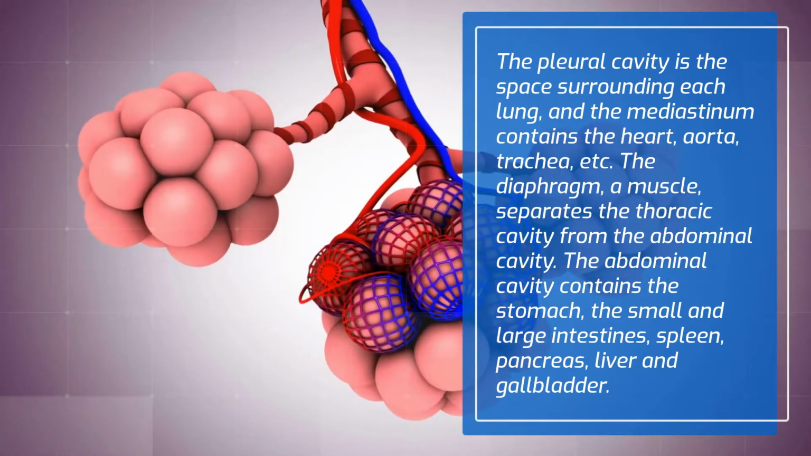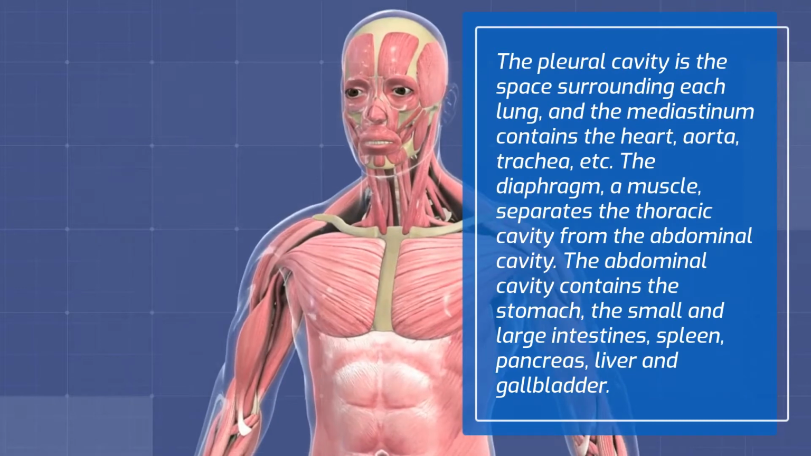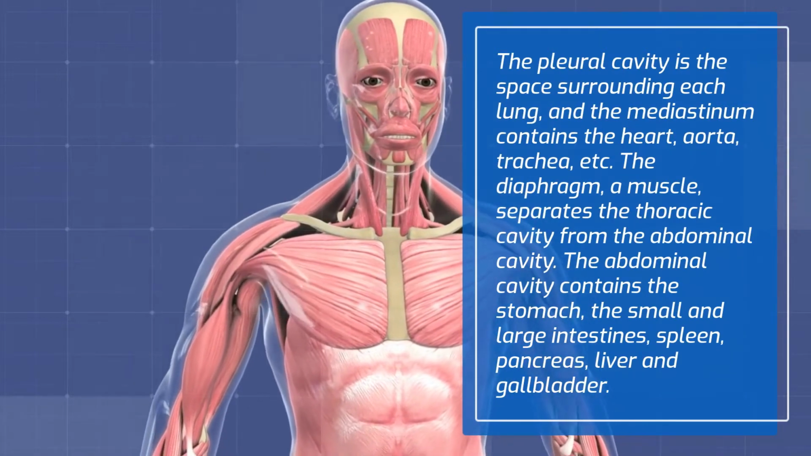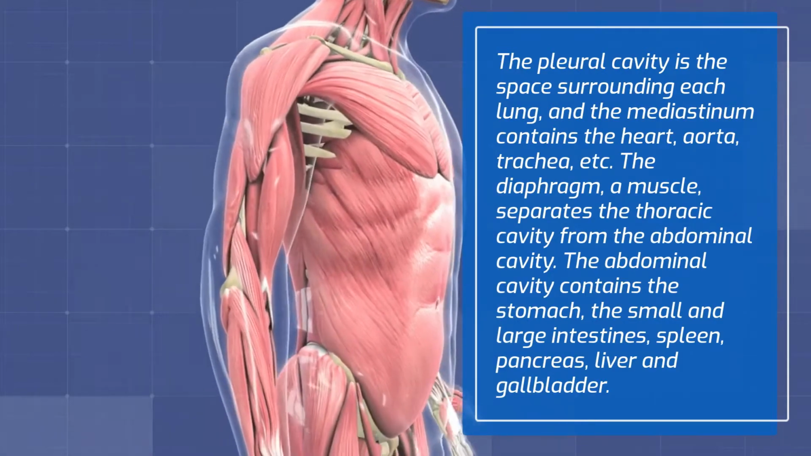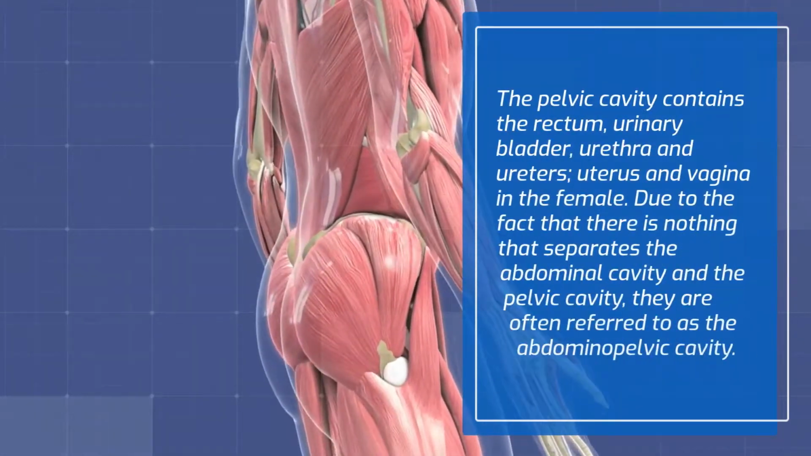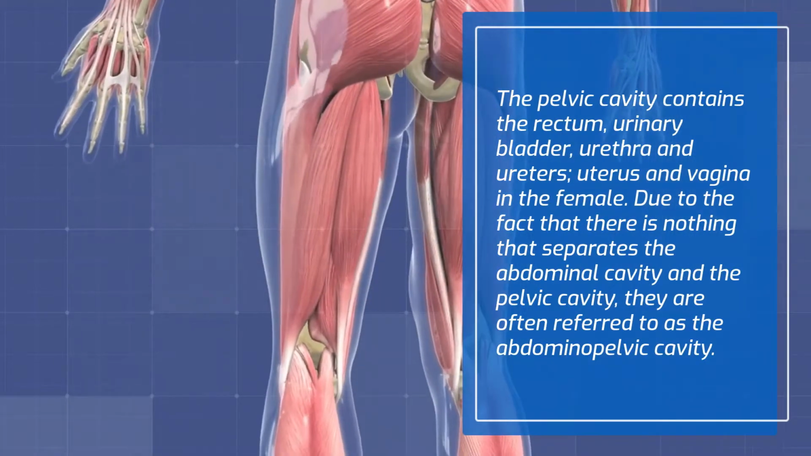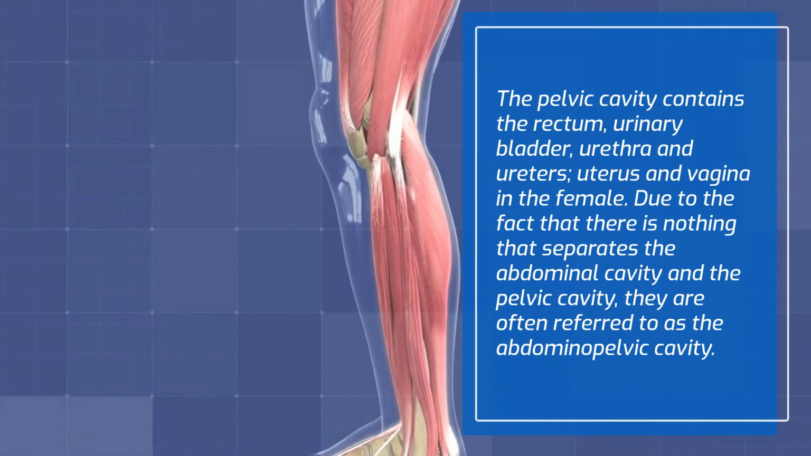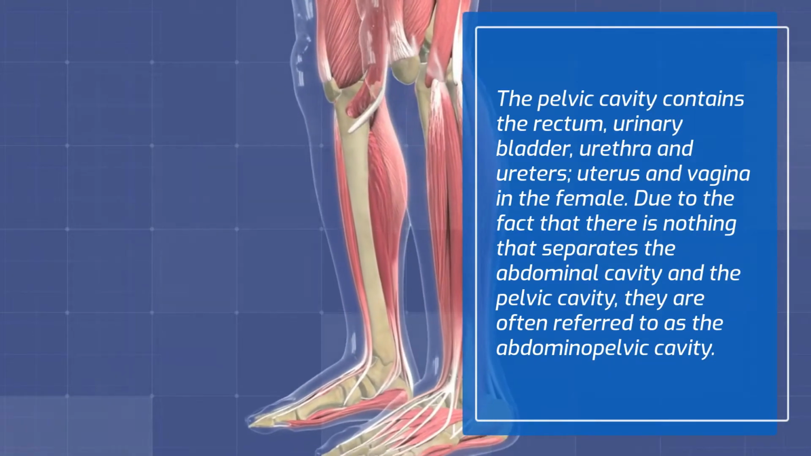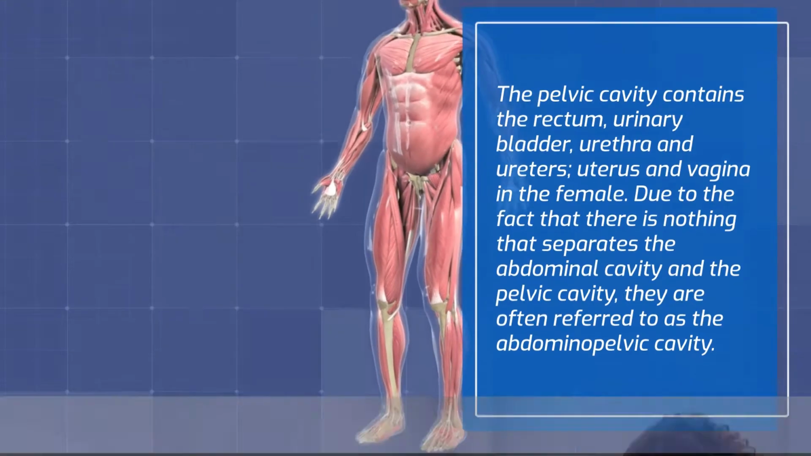The diaphragm, a muscle, separates the thoracic cavity from the abdominal cavity. The abdominal cavity contains the stomach, the small and large intestines, spleen, pancreas, liver and gallbladder. The pelvic cavity contains the rectum, urinary bladder, urethra and ureters, uterus and vagina in the female. Due to the fact that there is nothing that separates the abdominal cavity and the pelvic cavity, they are often referred to as the abdominopelvic cavity.